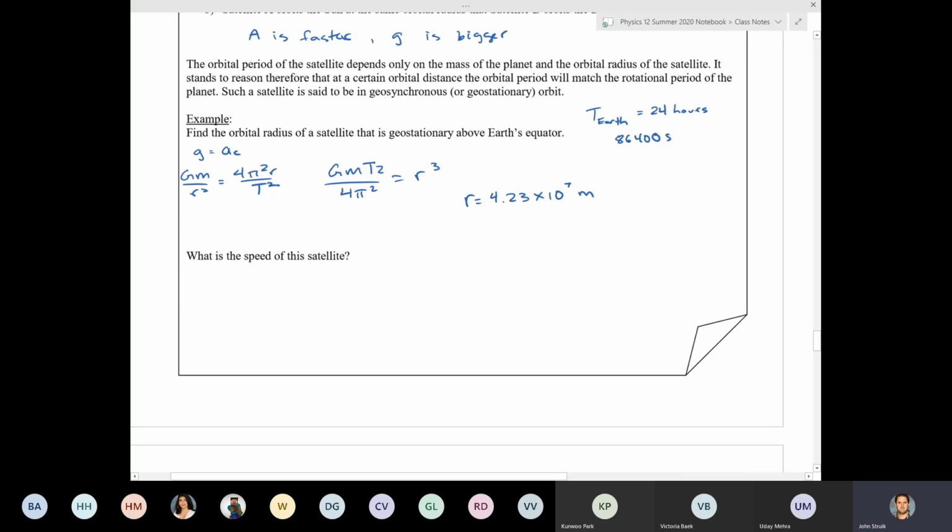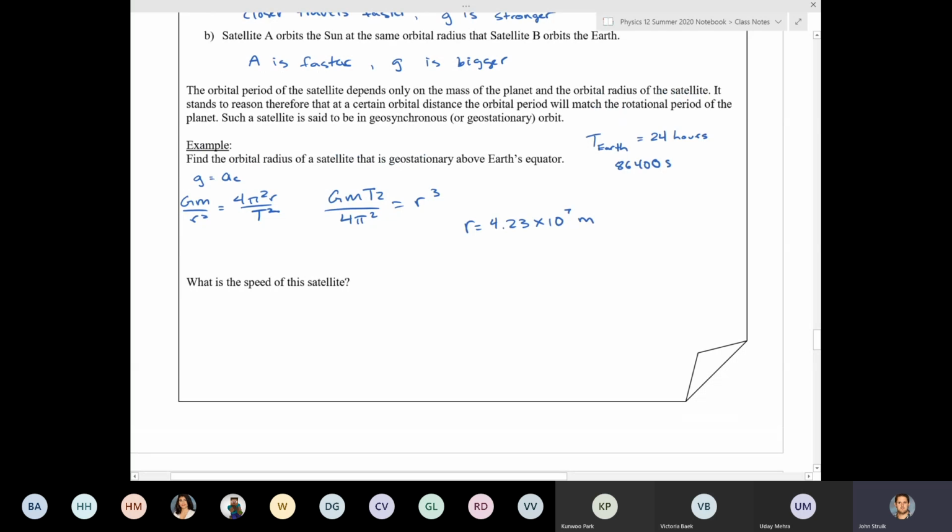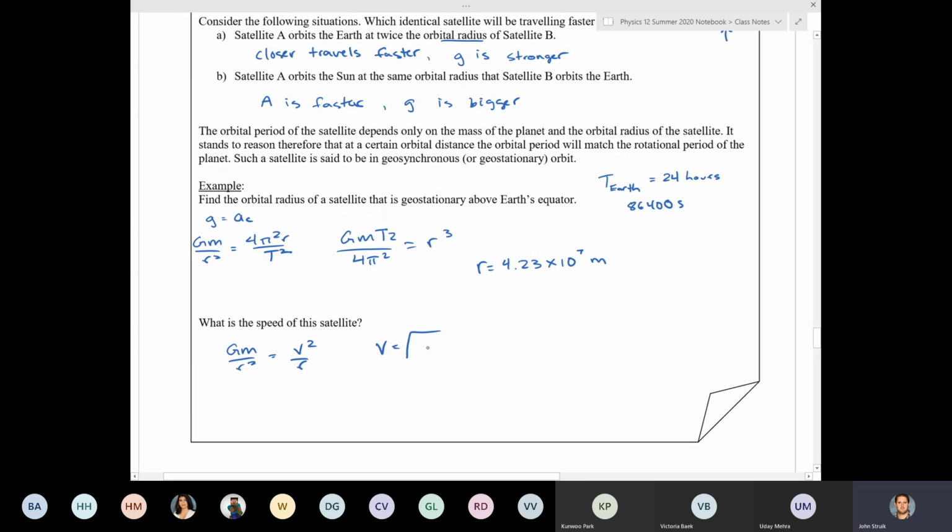So then we can find the orbital speed by applying that radius. So GM over r squared equals v squared over r, and use that radius. So remember that v is equal to the square root of GM over r. So 6.67 times 10 to the negative 11 times 5.98 times 10 to the 24 divided by our radius, 4.23 times 10 to the 7, and then square root that, and we get v equals 3,070 meters per second.